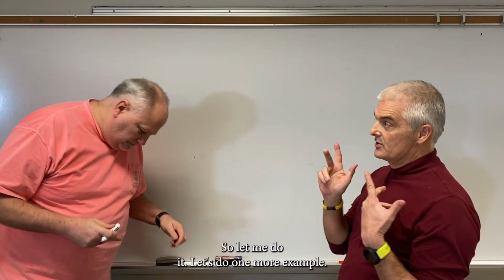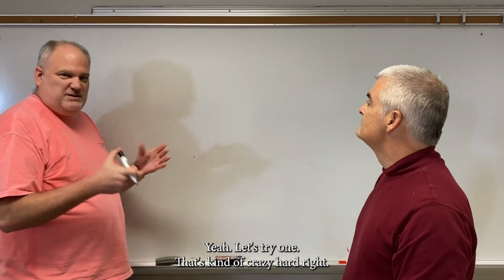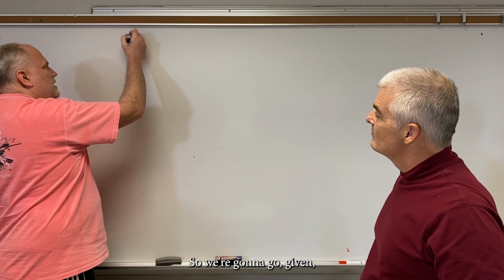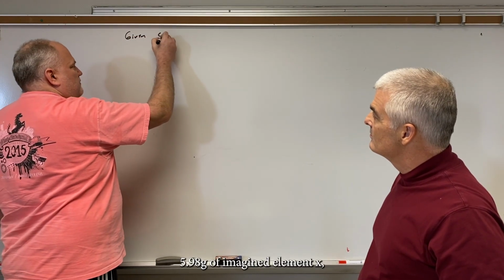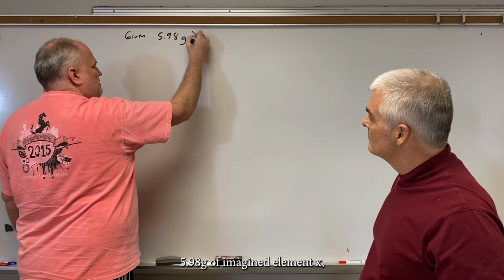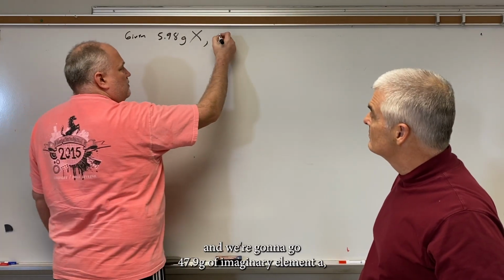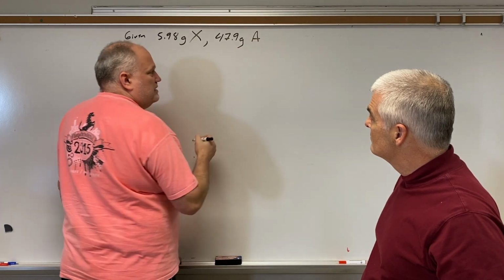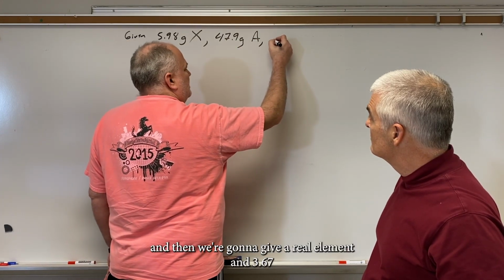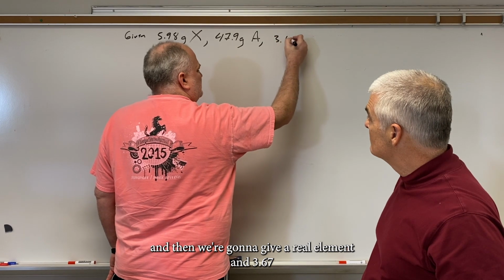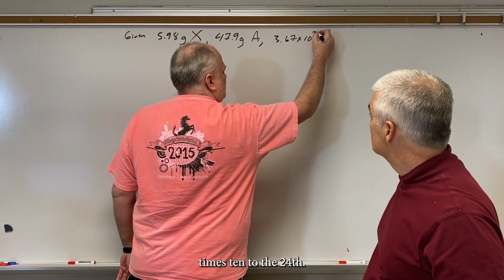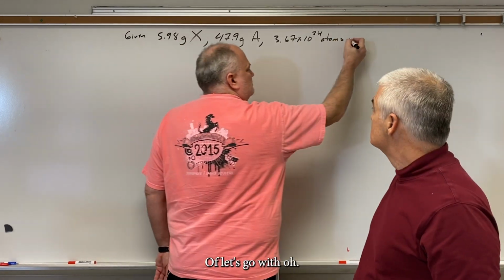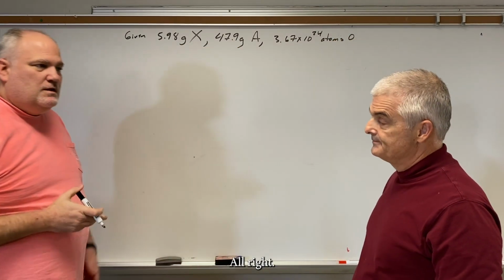So, Mr. Dimitrievich, let's do one more example. Let's try one that's kind of crazy or hard. We're going to make believe elements here so you don't have to worry about looking up the periodic table. So we're given 5.98 grams of imaginary element X, and 47.9 grams of imaginary element A, and then we're going to give a real element, 3.67 times 10 to the 24th atoms of O.